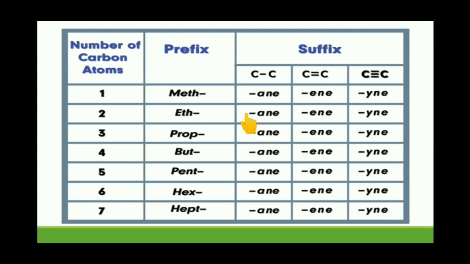Second example. If a hydrocarbon contains 2 carbon atoms and the carbon atoms are linked with a double covalent bond, then its suffix will be ene, and hence the name of hydrocarbon will be ethene. And if the hydrocarbon has 2 carbon atoms which are linked with triple covalent bond, then its suffix will be yne. So a hydrocarbon having 2 carbon atoms and triple covalent bond, the name of the hydrocarbon will be ethyne. Let's see some examples to understand this.